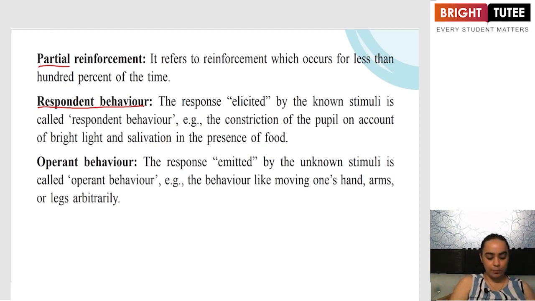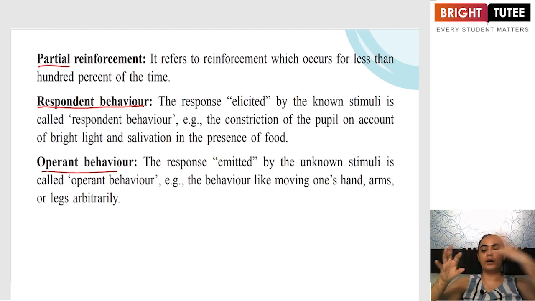And what is the operant behavior? Operant behavior means the response which is emitted by an unknown stimulus. What the unknown stimulus does is known as the operant behavior. For example, something which is done by you voluntarily. I come across, let's say again, bright sunlight. I want to protect my eyes from that.